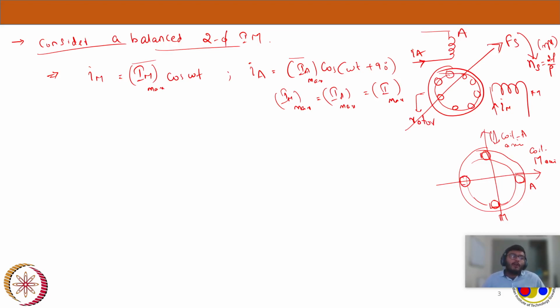So once this field is produced by my stator, my rotor just sees this rotating magnetic field. It is unaware whether it is produced by a two-phase winding or three-phase winding. My rotor doesn't know it. It just sees the rotating magnetic field. That's what the rotor windings will see.